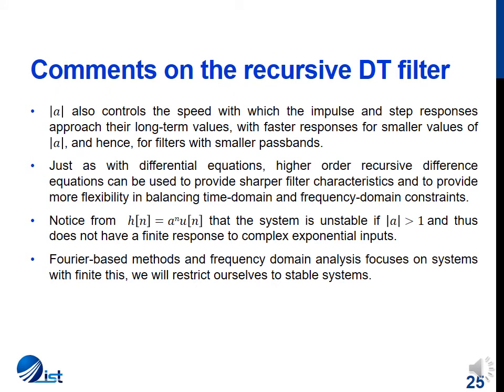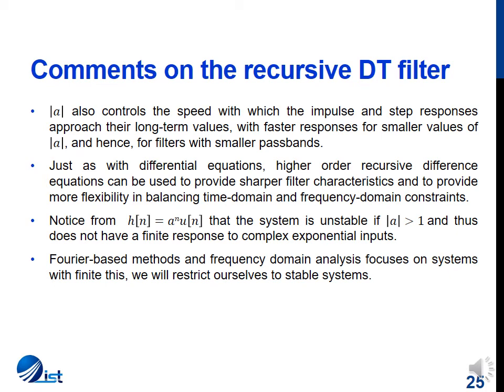For this recursive discrete time filter, the choice of parameter A also controls the speed with which the impulse response and step response reach their steady state values. If the value of A is small, the steady state value will be achieved earlier, or the response will be faster, and hence the filter will have a smaller pass band.